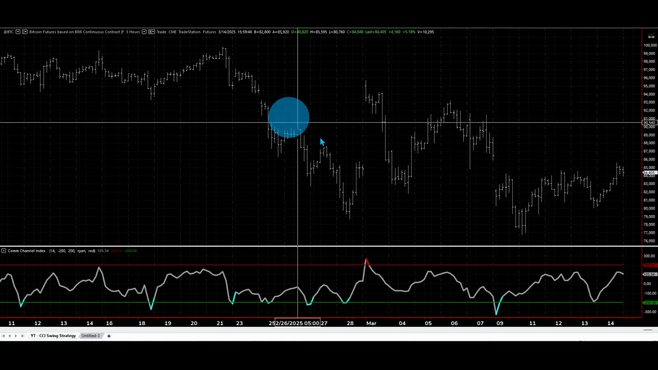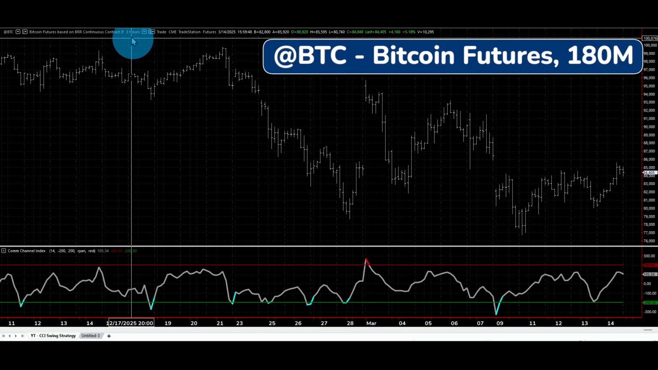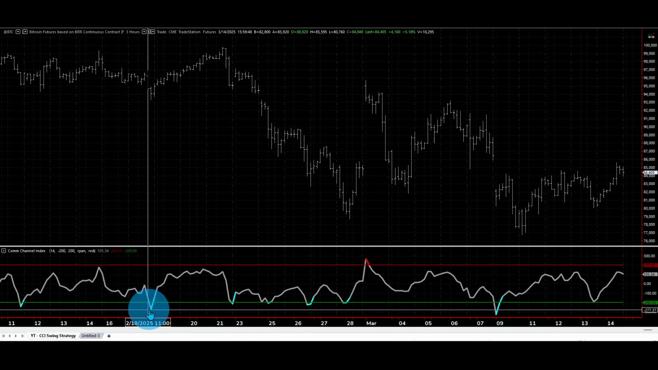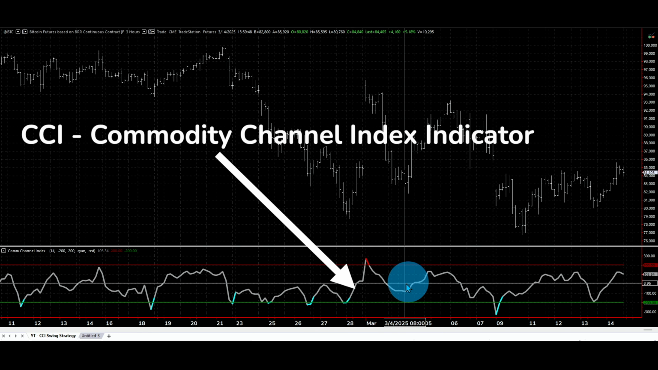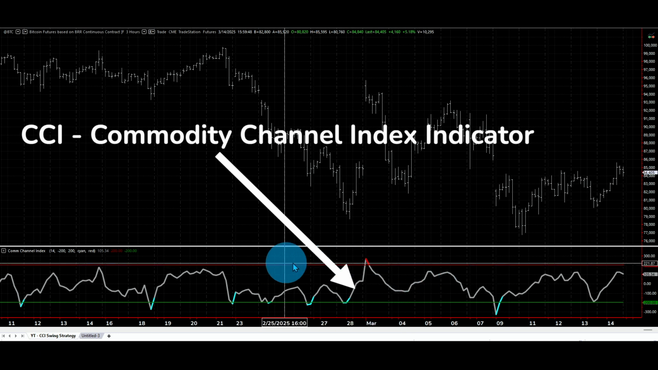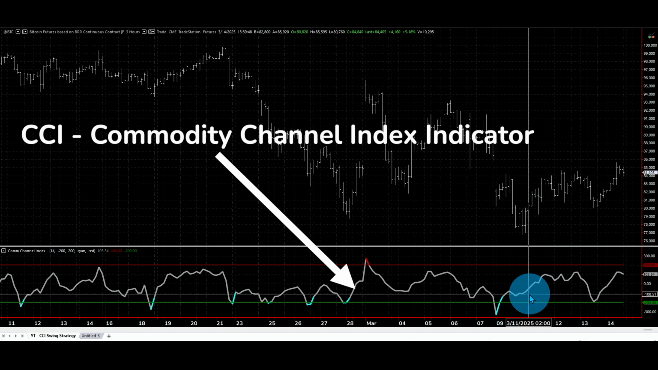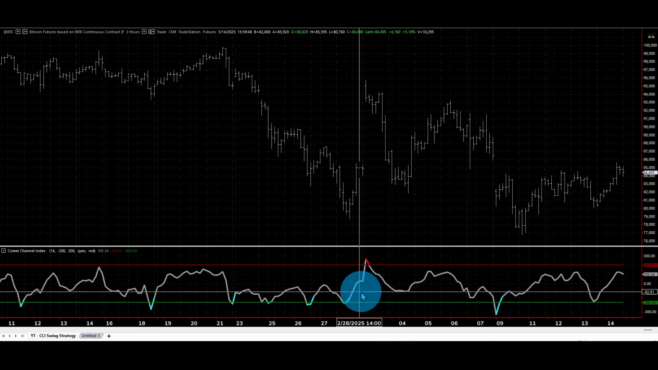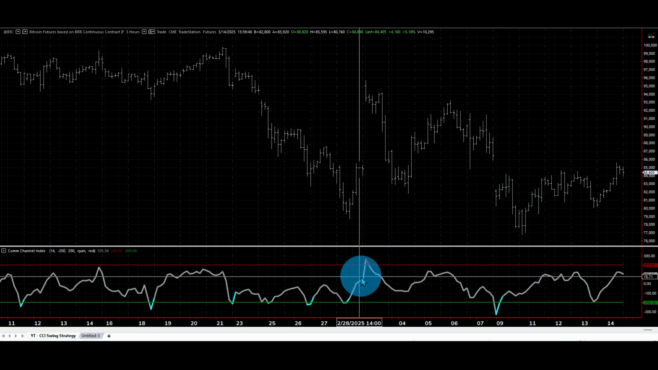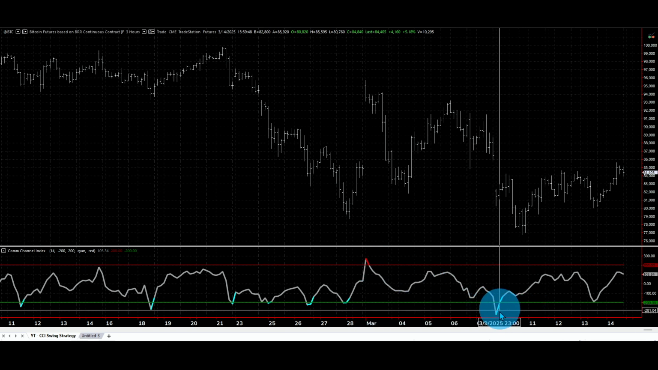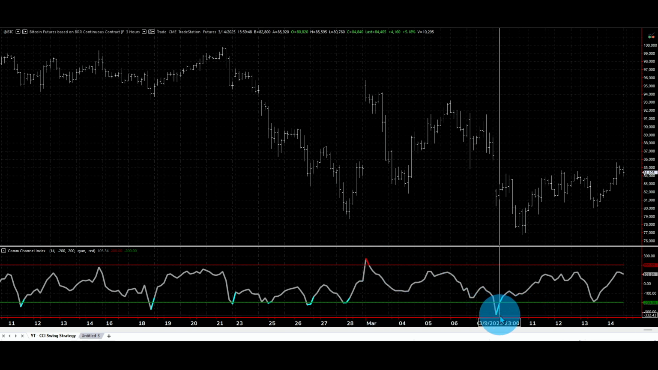So this is Bitcoin futures with a 3 hour time frame, so every bar is 3 hours. And below it here we have the CCI indicator. And usually the CCI indicator is plotted with 200 and minus 200. Although the CCI indicator is not bounded, so that means it can go over 200. For example, you can see here, it's about 332.